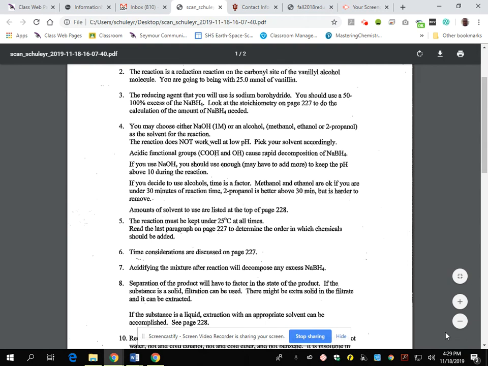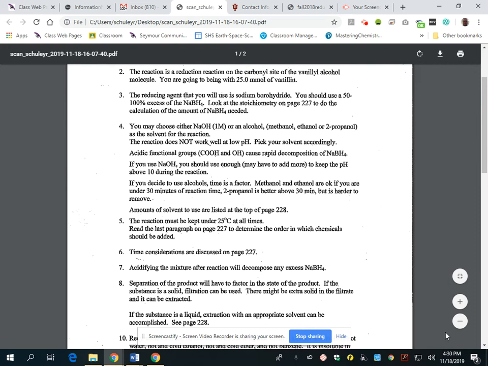So be careful. You may want to put in your procedure something about having an ice bath or something available to keep the reaction down. There is a paragraph on the end of page 227 that will tell you the order to add the chemicals in. Time considerations are also discussed on page 227.